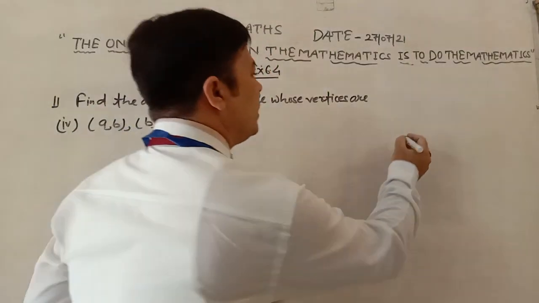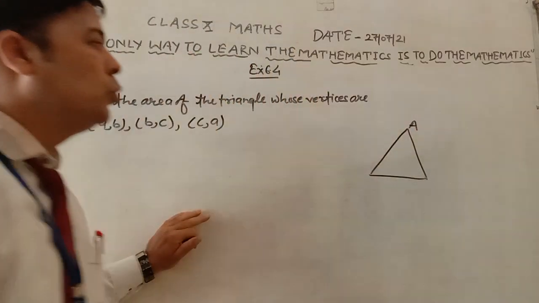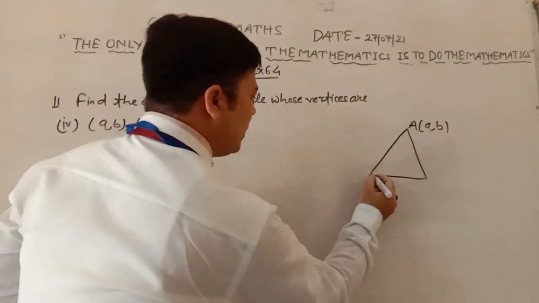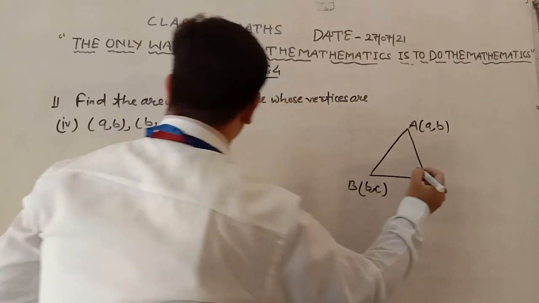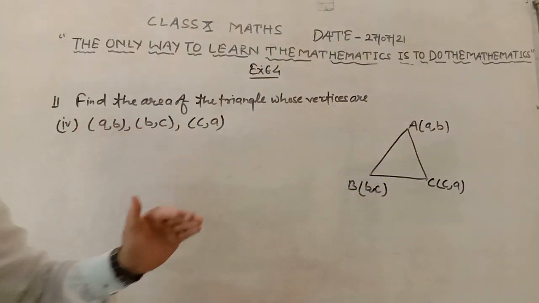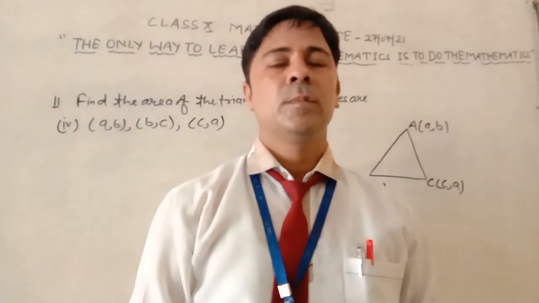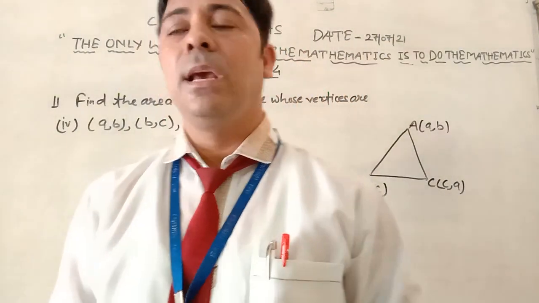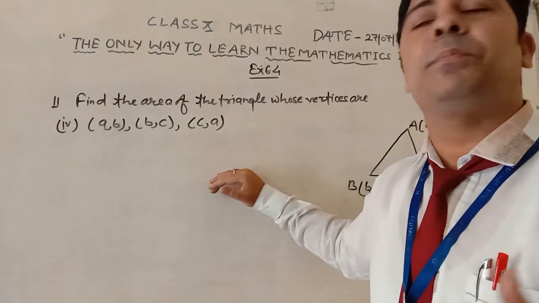Firstly, let ABC be the triangle whose vertices are A (a, b), B (b, c) and C (c, a). These are the three vertices of triangle ABC, and you need to find its area. You know the formula for finding the area of a triangle. In the previous video I told you how to learn the formula for the area of triangle ABC.